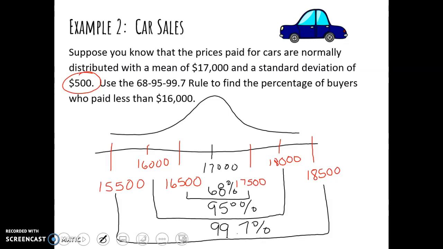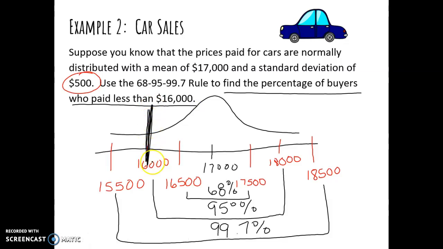However, we did not answer the question. It says find the percentage of buyers who paid less than 16,000. So here's our 16,000. What percent paid less than 16,000? Now, our empirical rule properties only tell us approximate percentages between numbers. When we say less than 16,000, the upper boundary is 16,000, but the lower boundary, we have no idea how low it goes or how low it can go.